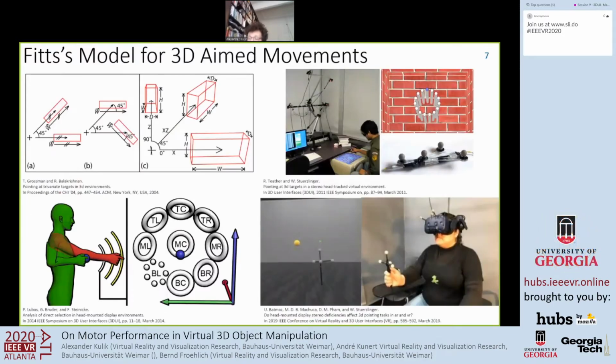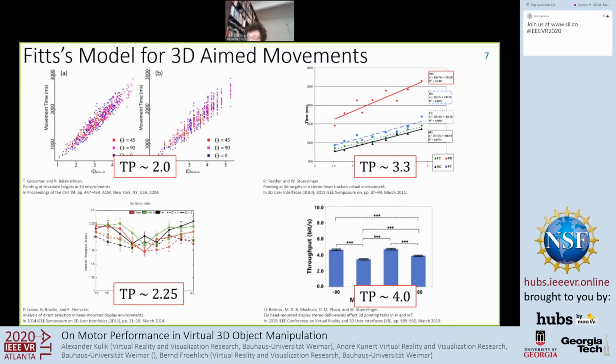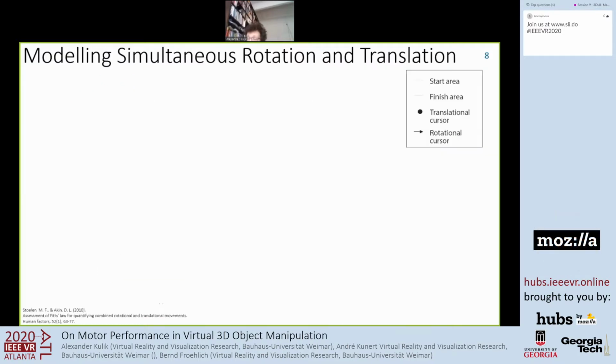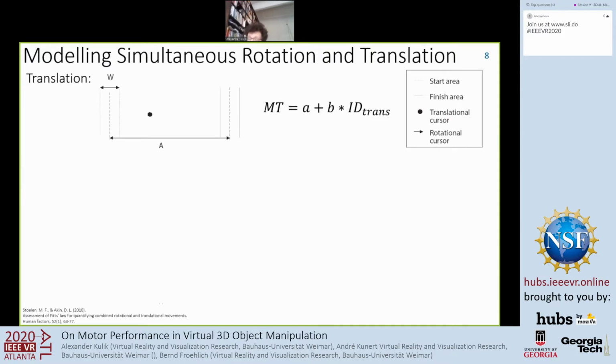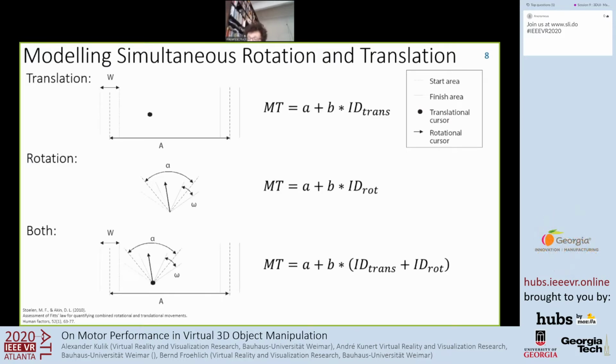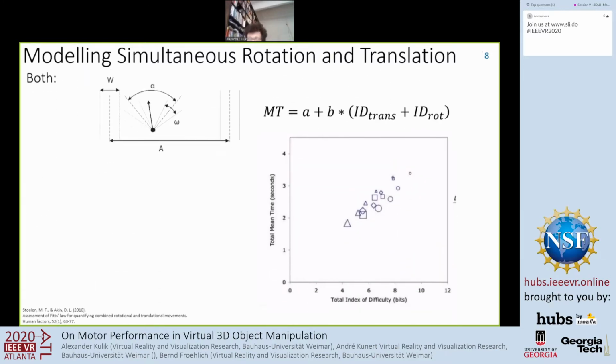The applicability of Fitts' law to various types of aimed movements has often been demonstrated, including, of course, 3D pointing. In this case, throughput rates between 2 and 4 were typically observed. More recently, Stoelen and Akin compared 1D translation, 1D rotation, and their combination based on Fitts' popular model. They suggested to simply add the indices of difficulty of both sub-movements and obtained a good fit for this very simple model.